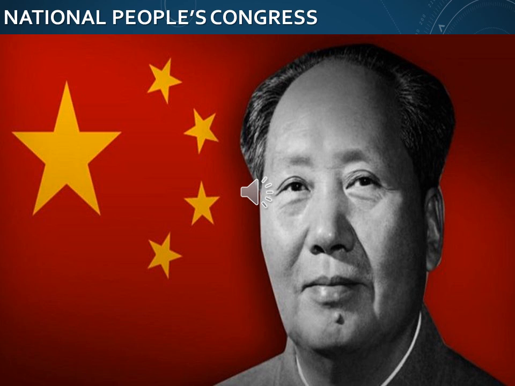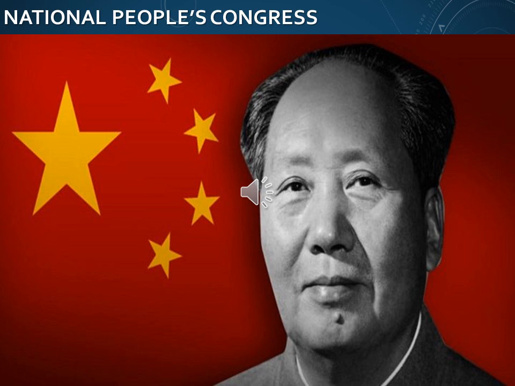The conference, consisting of 650 delegates from the Communist Party and other left-wing organizations, elected the Central Governing Council with Mao as its chairman. The establishment of the People's Republic of China under the leadership of Mao Zedong was a world-shaking event.